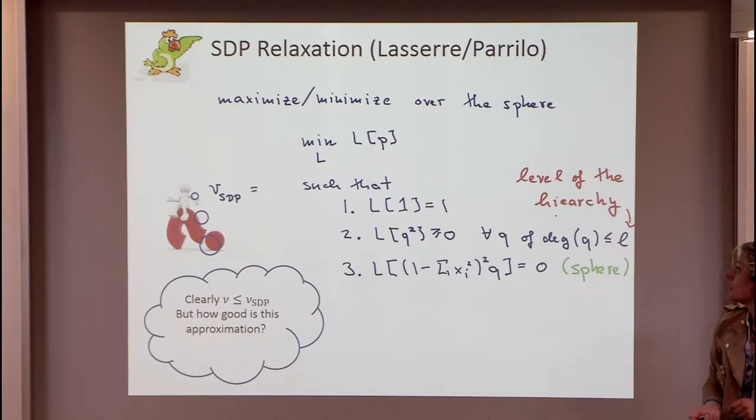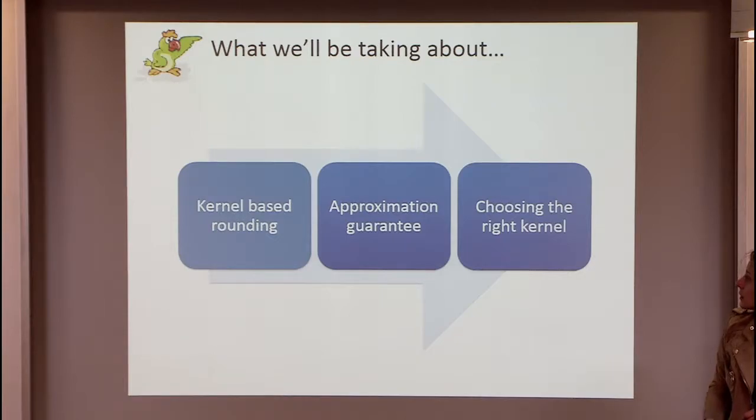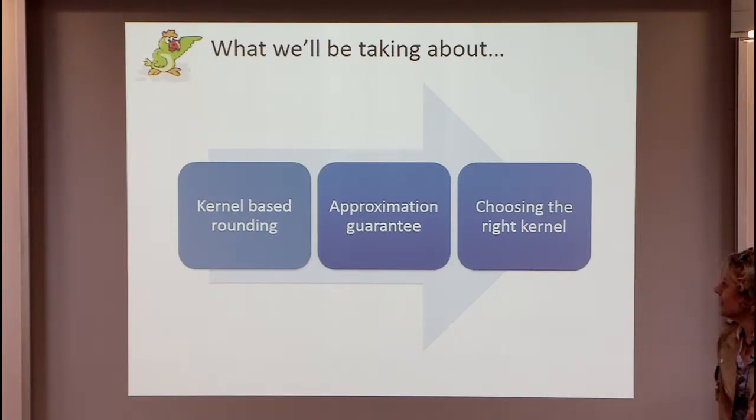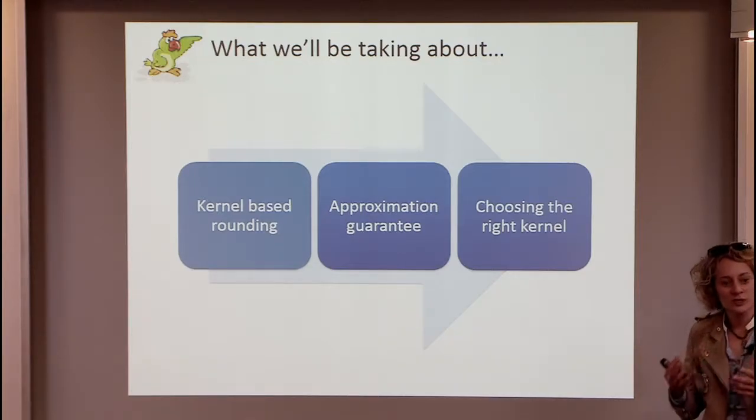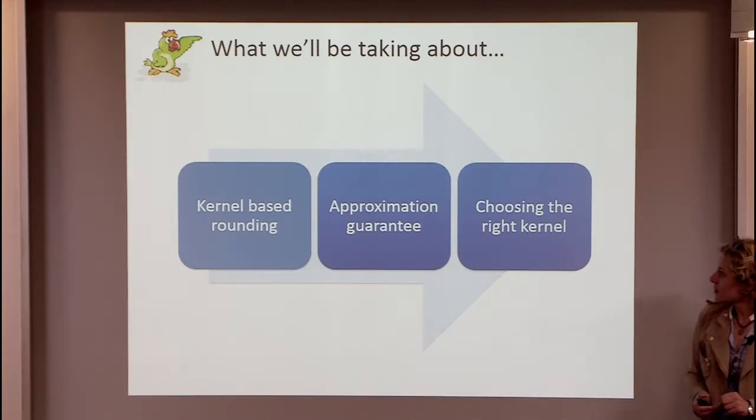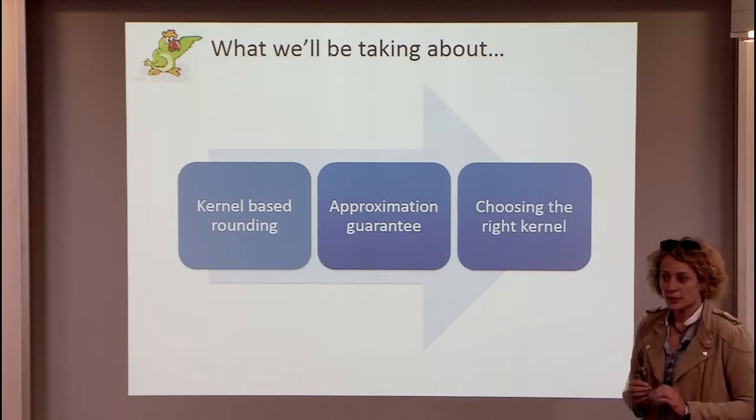So what I'm going to do now is talk about what I'll call, I don't know, kernel-based rounding. Then I will talk about the approximation guarantee that we will derive from this. In the end, I will talk about how to choose the right kernel, or a kernel that gives us a good approximation guarantee. So let me first say a bit about what a kernel is and what properties of this kernel I'm going to assume.